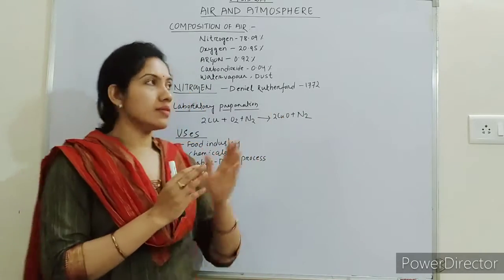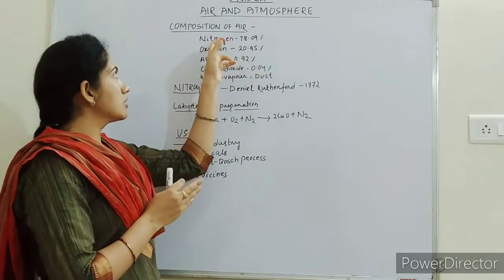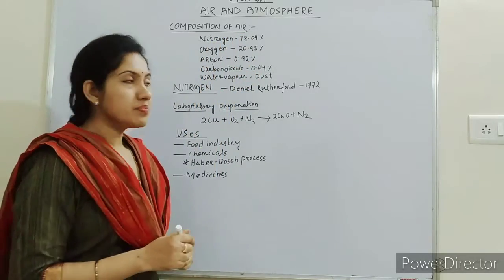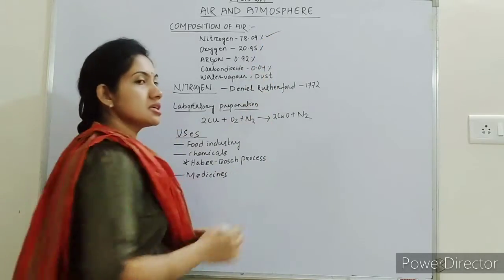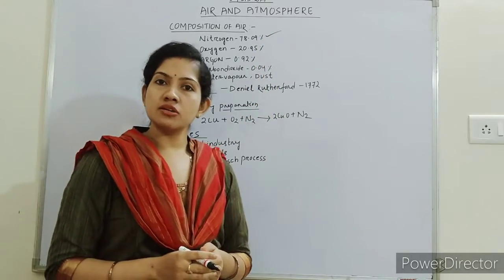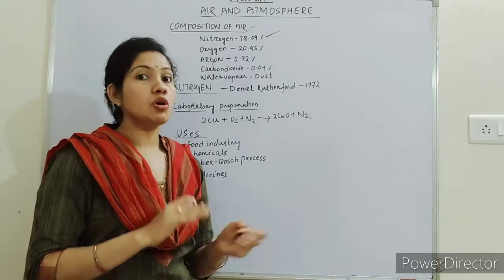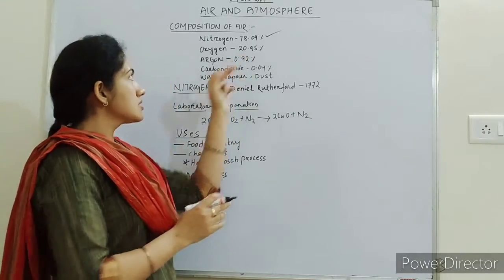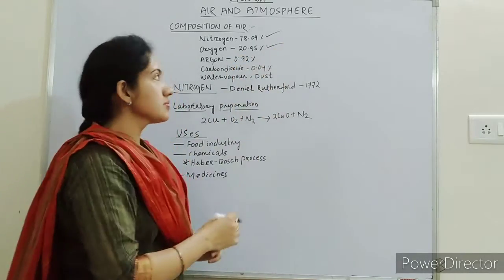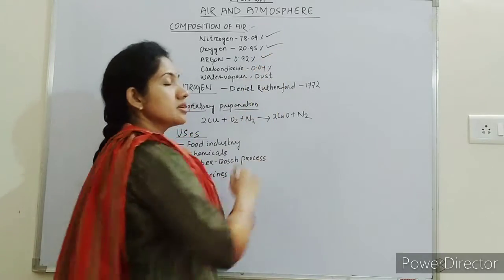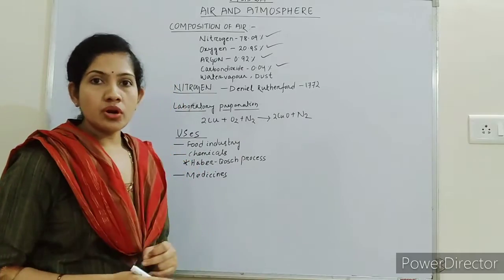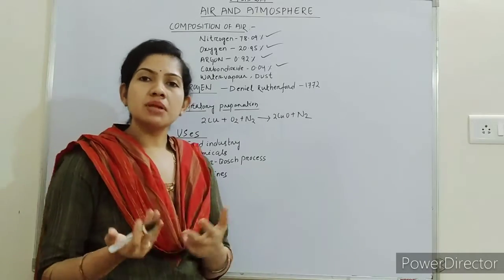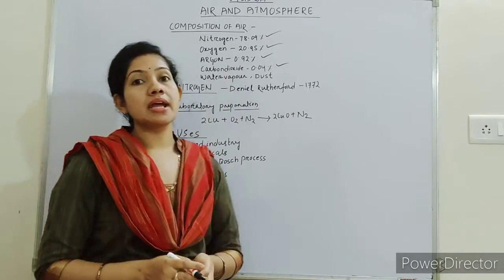Several gases. Here I have written some of that, like the composition of air. Here we can see nitrogen 78.9%. You can see the percentage of nitrogen is the highest among all the gases. Oxygen 20.95, argon 0.92, carbon dioxide 0.04, along with some variable amount of water vapor and dust.